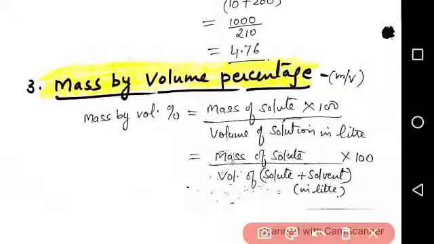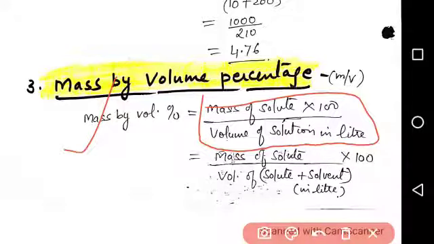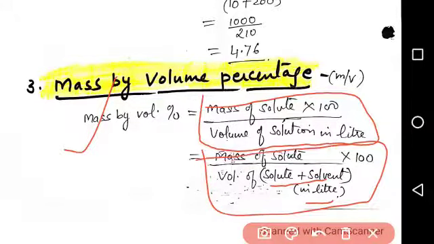Third method is mass by volume percent. Mass by volume percent is given by mass of solute upon volume of solution in liter into 100. So mass of solute upon volume of solute plus solvent, this is taken in liter and then into 100. So these are the various ways of expressing the concentration of a solution.